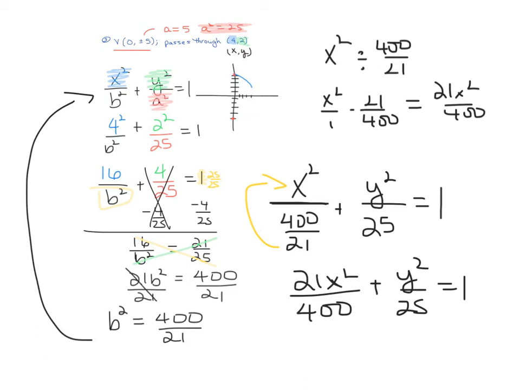Now we're going to do a couple of examples where the center is not at the origin. So all of these had their center at the origin. Notice there were no h and k's here. Now we're going to have the h and the k involved.